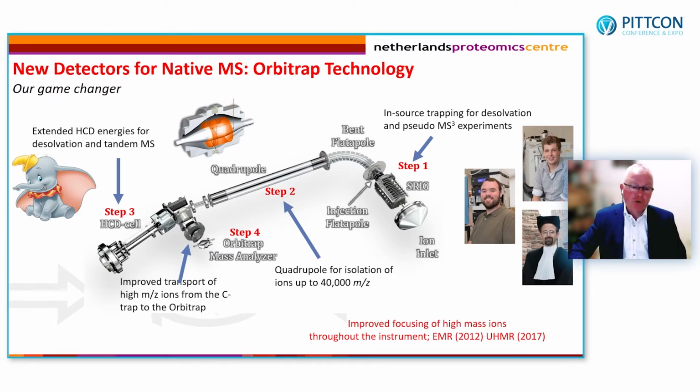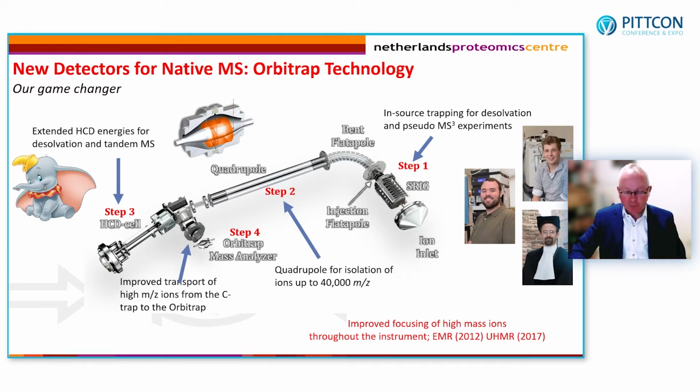And we also made prototypes, but then these instruments were also commercialized. The first Orbitrap that was really amended to work for high mass ions, we made together, but it was then commercialized as the Orbitrap EMR. And EMR stands for Extended Mass Range. Then a couple of years later, we made quite big improvements, and this instrument is now commercialized under the name Orbitrap UHMR, standing for ultra high mass range.